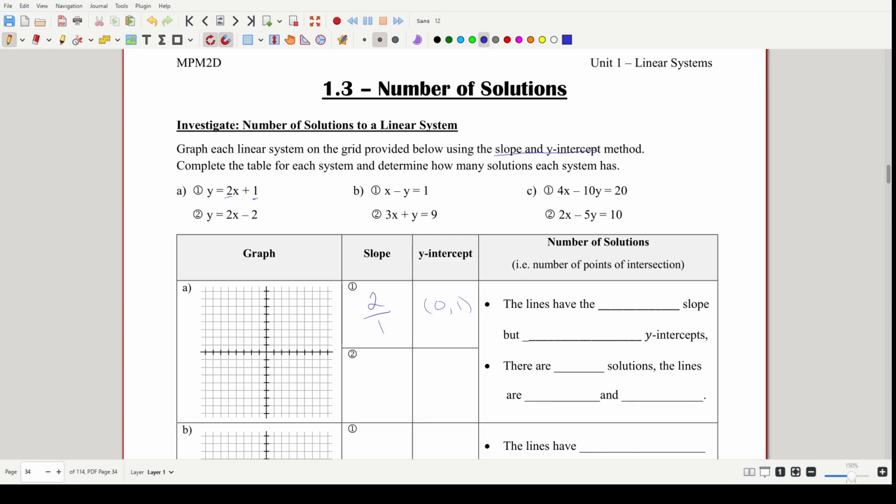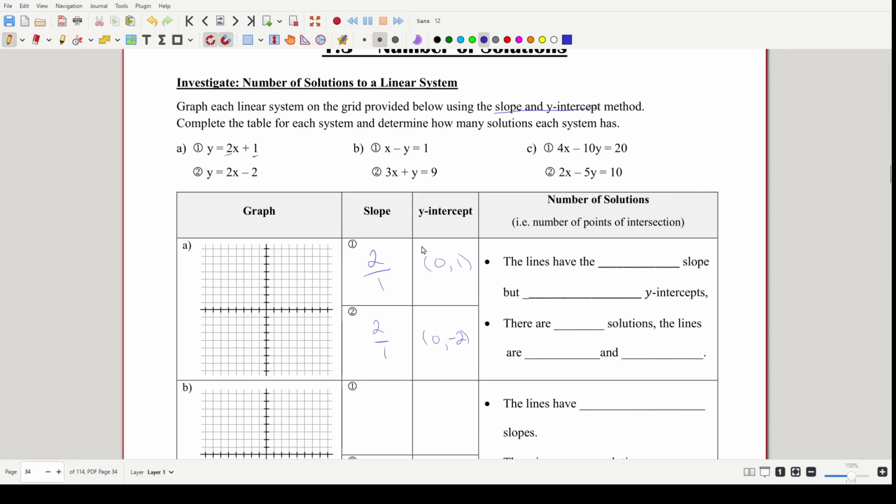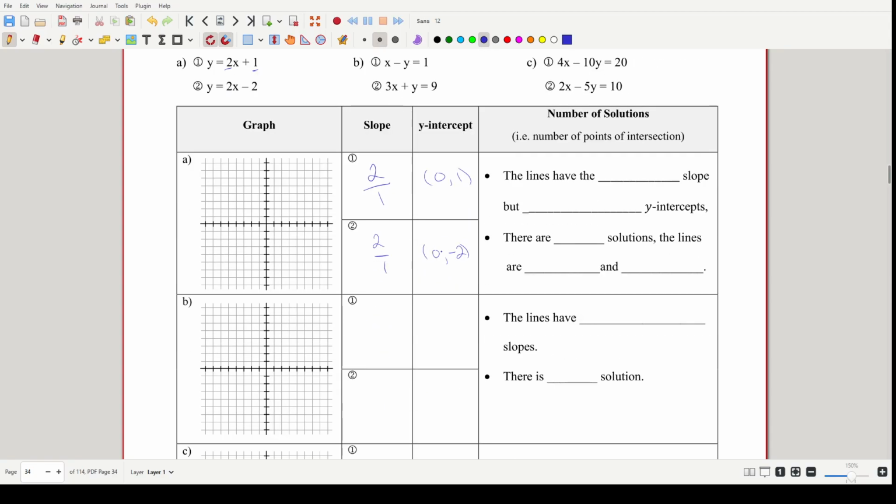So now, again, we have a slope of 2 over 1. Okay. And this time our b is negative 2. So that means our y-intercept is located at 0, negative 2. Let's go take a look at the next one. I'm going to kind of bounce back and forth a little bit here while we do this.